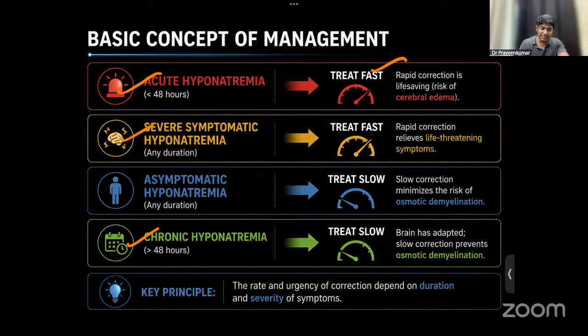Similarly, if there is severe symptomatic hyponatremia, whatever be the duration, acute or chronic, if the patient has severe symptoms, then you have to treat fast, because severe symptoms mean the brain is already getting damaged to a great extent. So you have to treat it very fast. If it is asymptomatic hyponatremia, then you have to treat it very slow. That's all. So simple, straightforward management concepts.